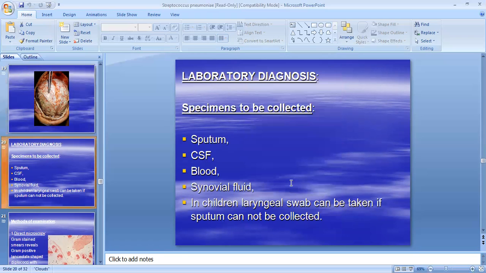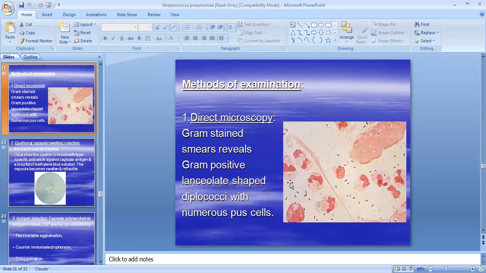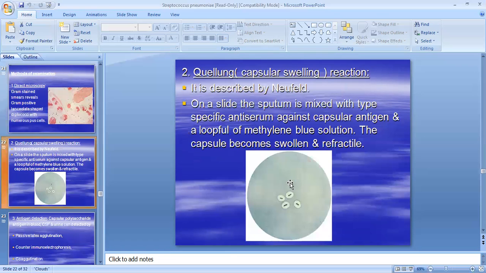Laboratory diagnosis includes sputum, CSF examination, blood examination, and synovial fluid in case of arthritis. In children, a laryngeal swab can be taken if sputum cannot be collected. Methods of examination include direct microscopy with gram stain. The smear reveals gram-positive lanceolate shaped diplococci with numerous pus cells. Quellung reaction shows capsular swelling.